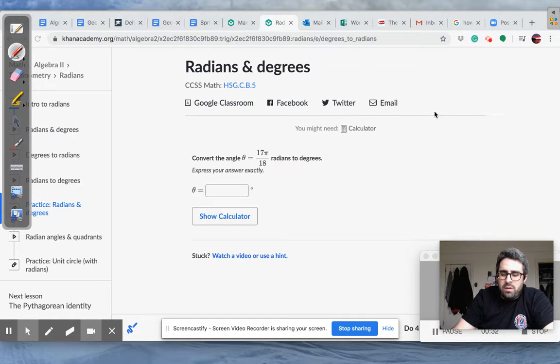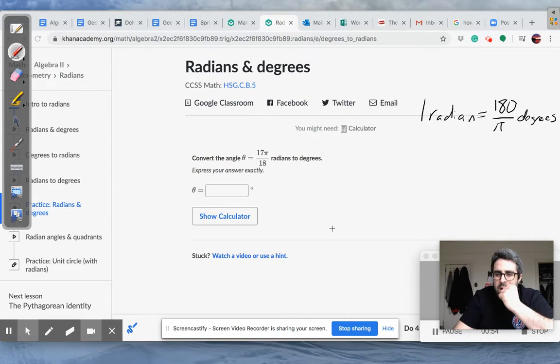So the conversion to get from radians to degrees is that 1 radian is equivalent to 180 over pi degrees. And then to convert from degrees to radians, 1 degree is equivalent to pi over 180 radians.